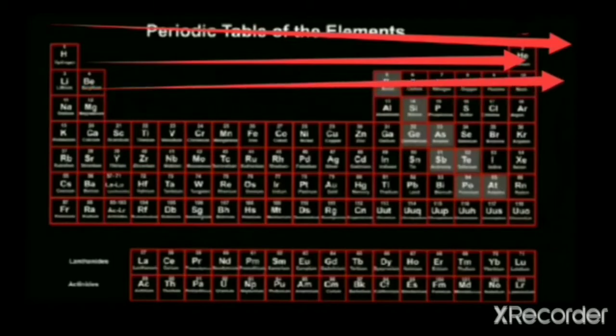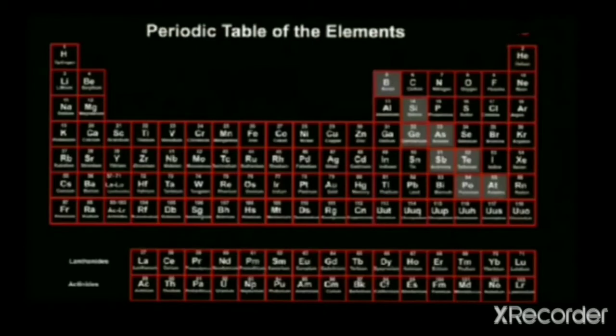The first is hydrogen, then second is helium on this side, then lithium, beryllium on this side, and the others are on the other side. So we will be discussing the arrangement of these elements in detail.